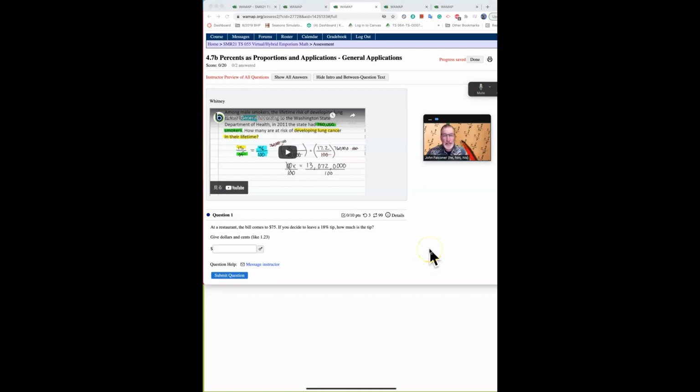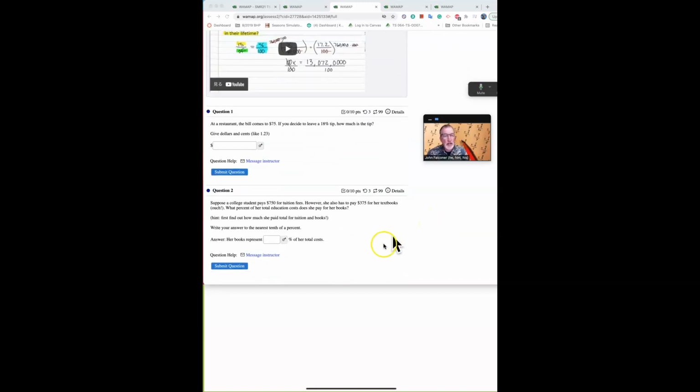Hello again, everybody. We're looking at Unit 4.7b, percents as proportions and applications, and a few more general applications, which means word problems. So let's take a look at what we've got.